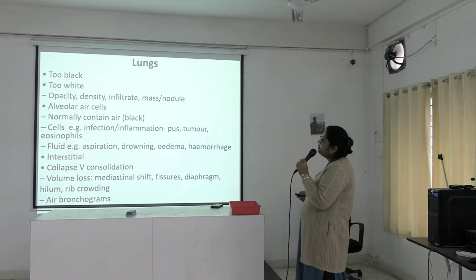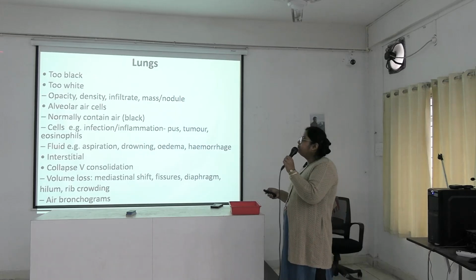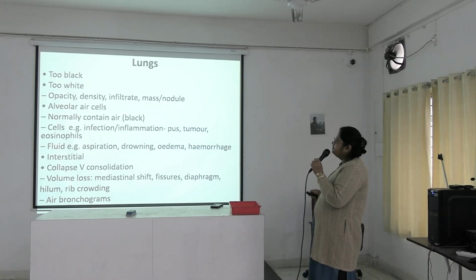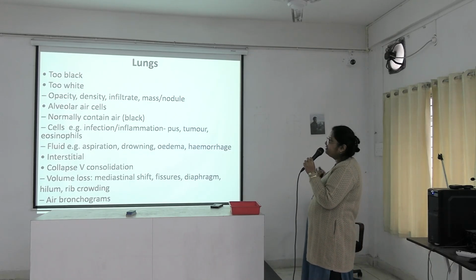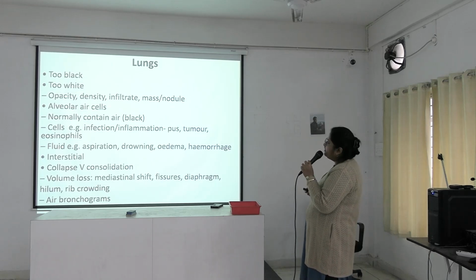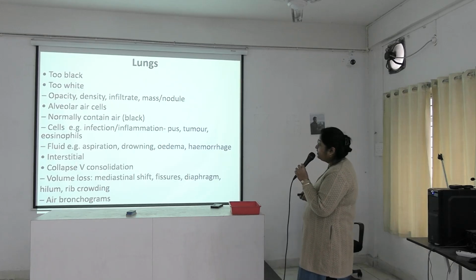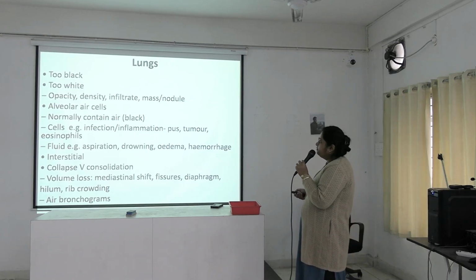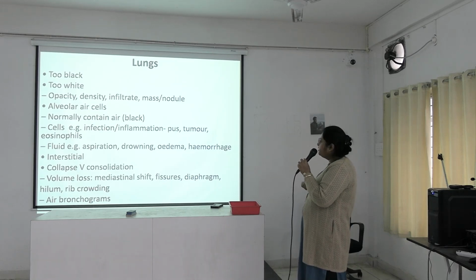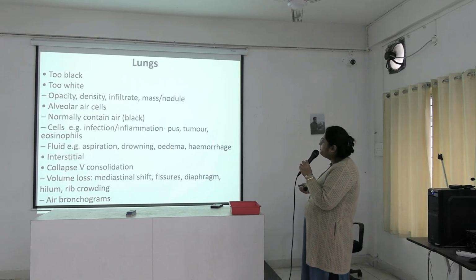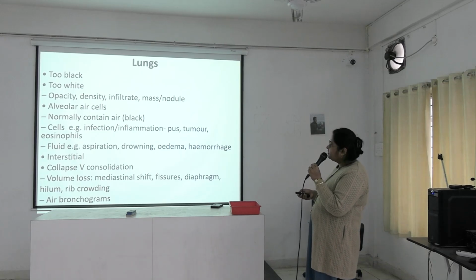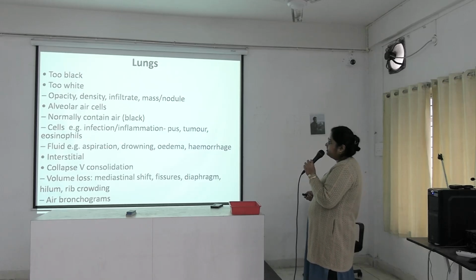And for the lungs, you have to note whether the lungs are too black or too white. Too white means opacity is present, or some density, or some infiltrate, or some mass or nodule is present. Alveolar air cells normally contain air, so they appear black. In infection and inflammation, there will be accumulation of pus in the alveoli, in tumor formation, and eosinophils in allergic conditions. Fluid accumulation occurs in aspiration, drowning, edema, hemorrhage, like this.